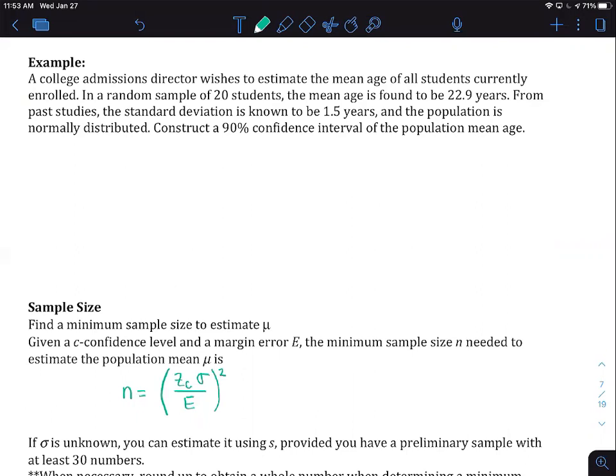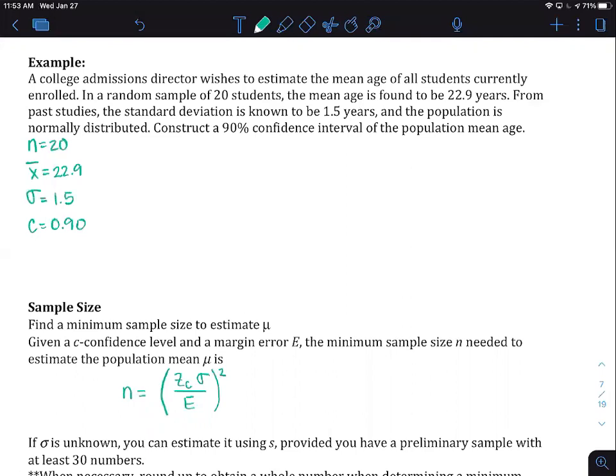So we know that our sample size n is 20. We know that our sample mean x bar is 22.9, and that our population standard deviation from a previous study is 1.5, and our c is 0.9.